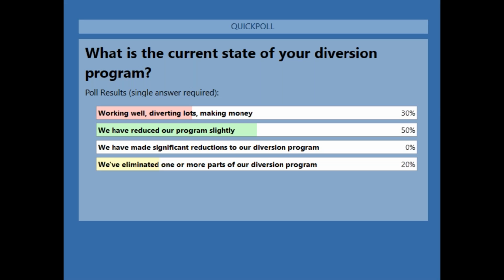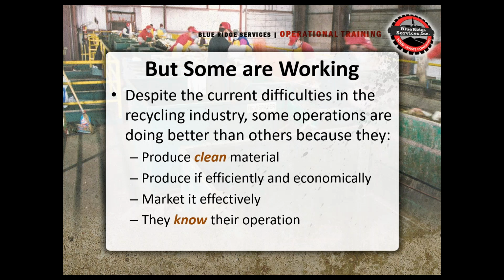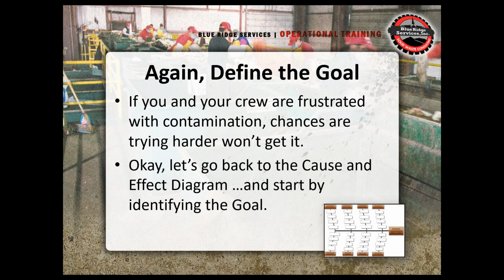Some facilities are working, and so the poll results indicate what we're seeing out there, that some operations are doing better than others because they're producing cleaner material, they're doing it efficiently, they're marketing it well. They probably tend to know their operation pretty well. They've probably done some of the things we're talking about in terms of drilling down to specifics, to be able to know what to change. But again, we have to define the goal. And today, this example is, the goal is, let's reduce contamination of our recyclables.